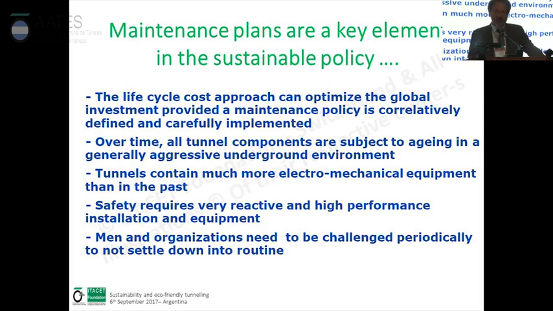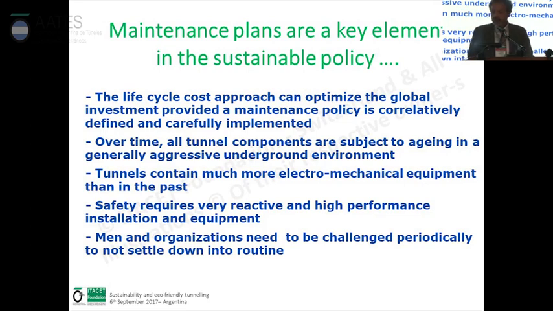Even if the strengths of the material go, as said Robert, increase with time, the strengths, but we know that all the components are subject to aging in a very aggressive underground environment. We find equipment, for example, ventilation fans, something like that. After 2 years in a tunnel, they cannot be used anymore. A very aggressive environment, difficult to qualify, but it's the case. So all the components are subject to aging.